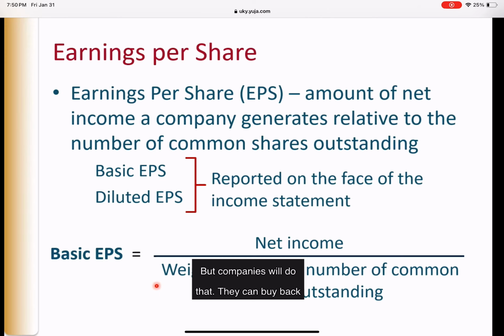But companies will do that. They can buy back their stock and improve their EPS number. So you've got to be careful in how they manipulate things.